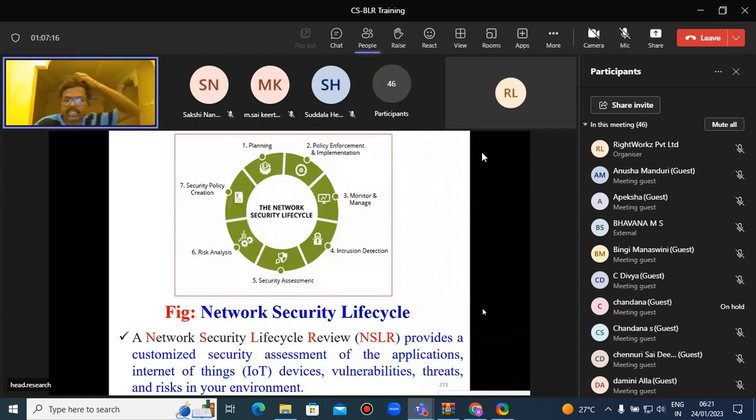Then security assessment: we assess what type of security incidents happened. Risk analysis: once incidents, threats and malware attacks happen at the network level, we do risk analysis. Then the last one, security policy creation: in order to implement security, what type of policies, rules and regulations we create to perform network security.